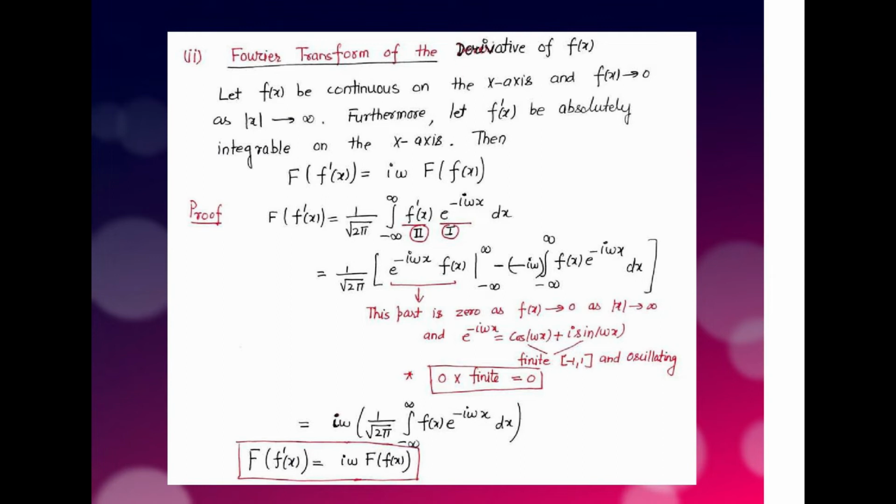Now the first part of this integration, where we have to put the limits minus infinity and plus infinity, is 0, because function f of x tends to 0 as mod x tends to infinity, and the exponential function, that is e raised to power minus iota wx, is going to be something finite, maybe oscillating, so 0 times a finite thing is going to be 0. So we just have the second integral part, and we can rewrite this as iota times w times the integration. This one is the Fourier transform of function f of x, and hence we have the result.